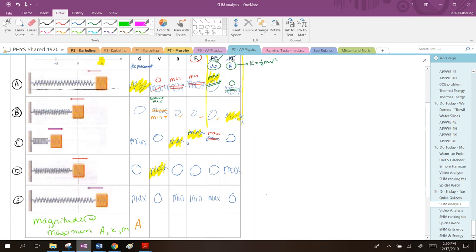Fs is negative kx, and you already know x is A, so it's going to be negative kA. So the maximum Fs is going to be negative kA. Bam. All right, one down, 4 to go. Who's got the next one?